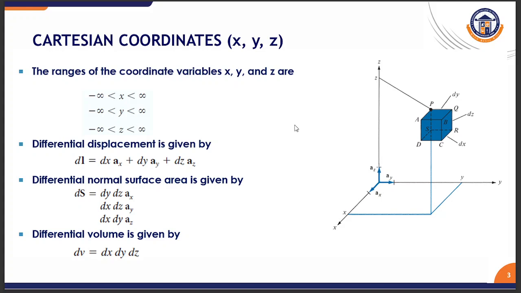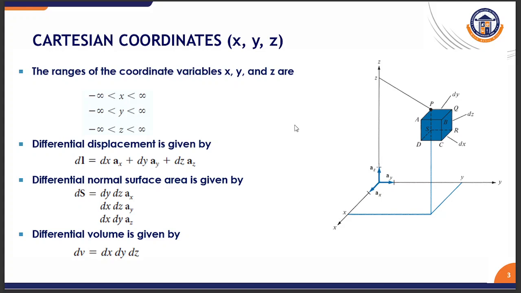The next one is the differential normal surface area ds. It is defined by keeping one coordinate constant. By keeping the x surface constant, ds is defined as dy dz ax vector. And then by keeping the y surface constant, ds is defined as dx dz ay vector. And similarly by keeping the z surface constant, ds is defined as dx dy az vector.